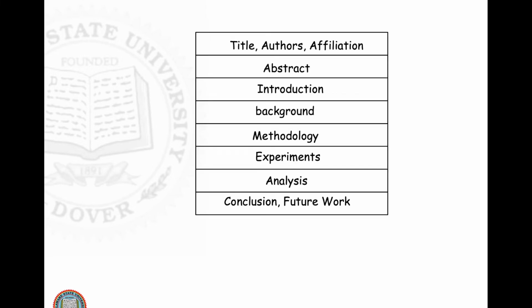And so every research publication is going to have roughly these sections. You're going to have the title, what the authors and where those authors are from. You're going to have an abstract. You're going to have an introduction section, background, methodology, experiments, analysis, and then the end part, conclusion and future work.